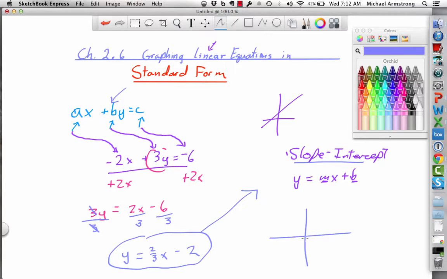This one right here has a y-intercept at negative 2, which would be right here. And I apologize, my graph is not going to be perfect. I'm hoping that yours will be better. I do want you to be careful. Use graph paper and rulers if you can.